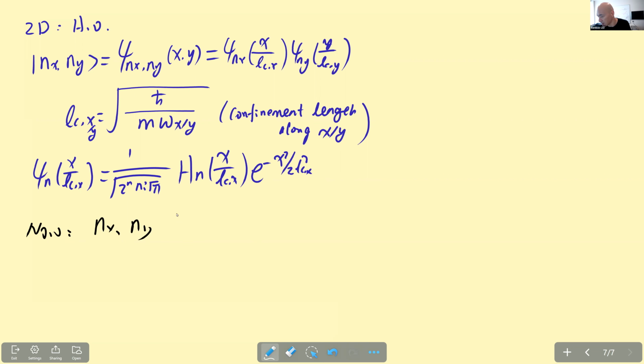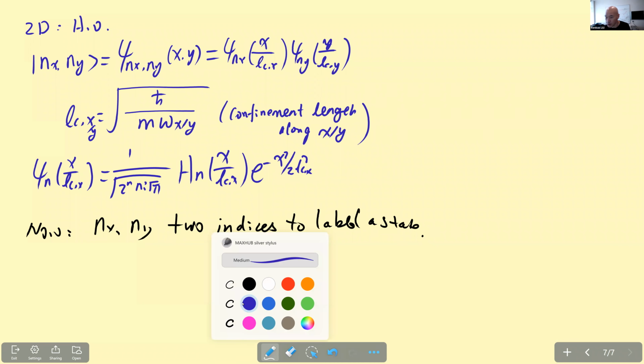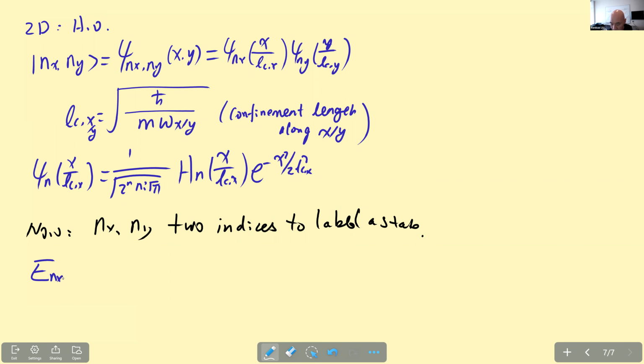m_x and m_y, two indices to label the state, okay? Right. I can also get the energy. That, of course, is (m_x plus 1 over 2) h bar omega_x, plus (m_y plus 1 over 2) h bar omega_y, right? Okay.